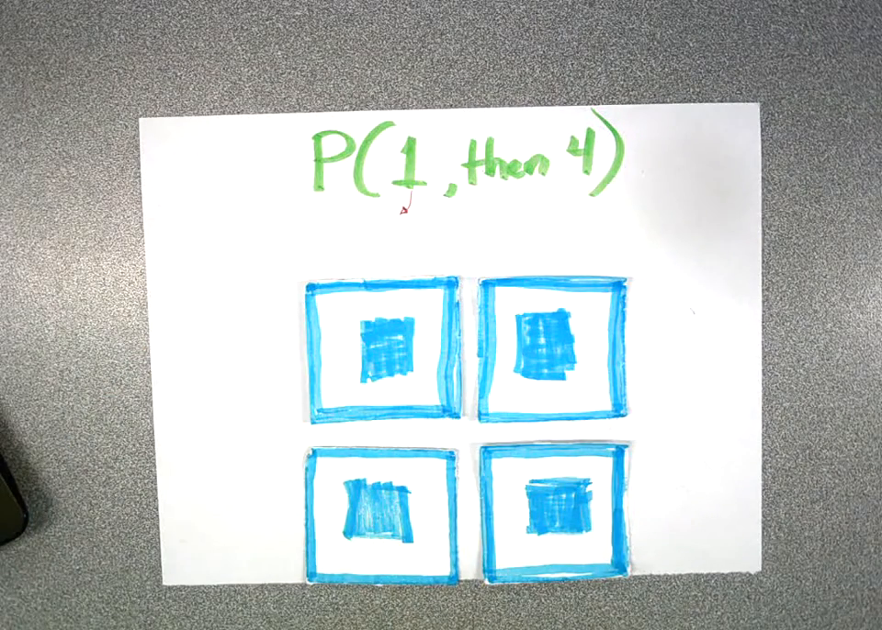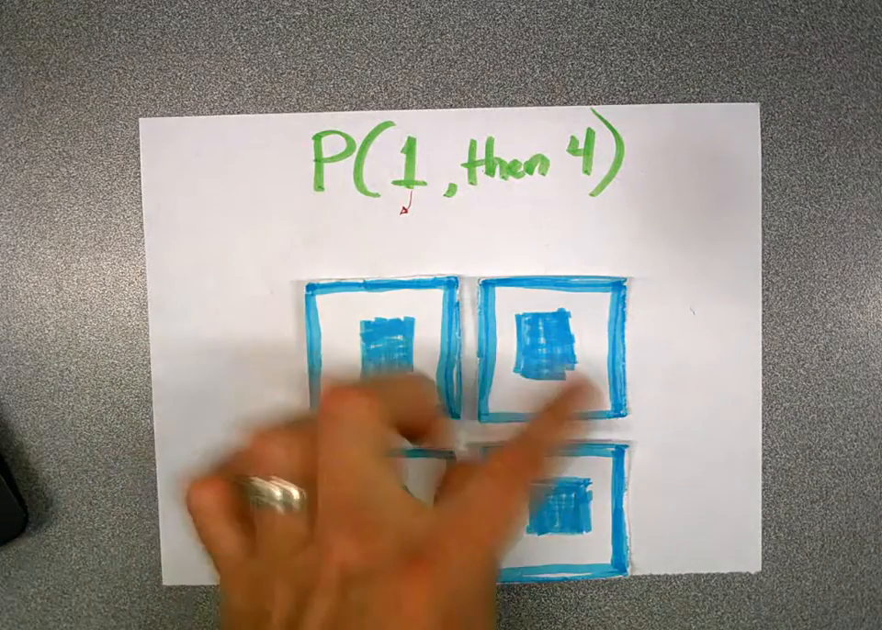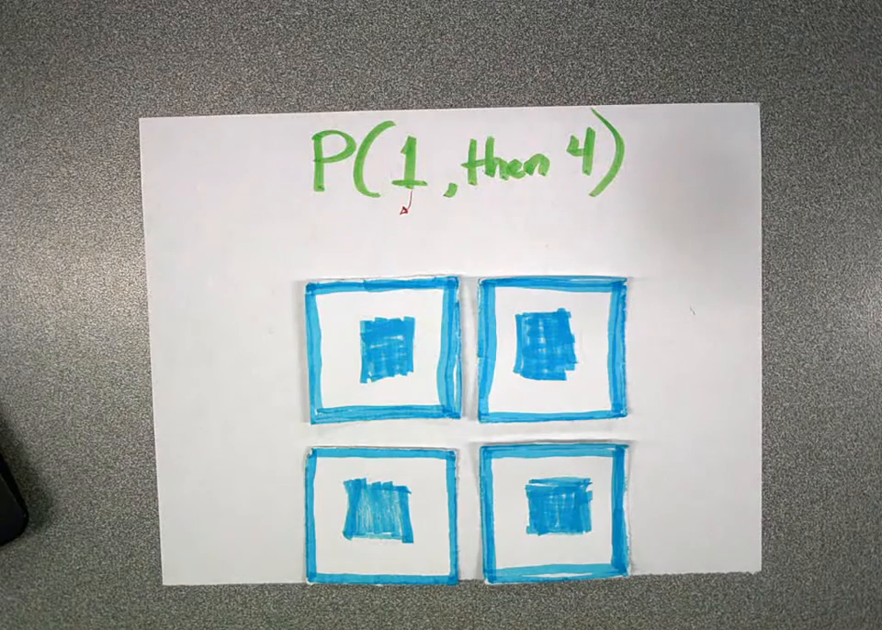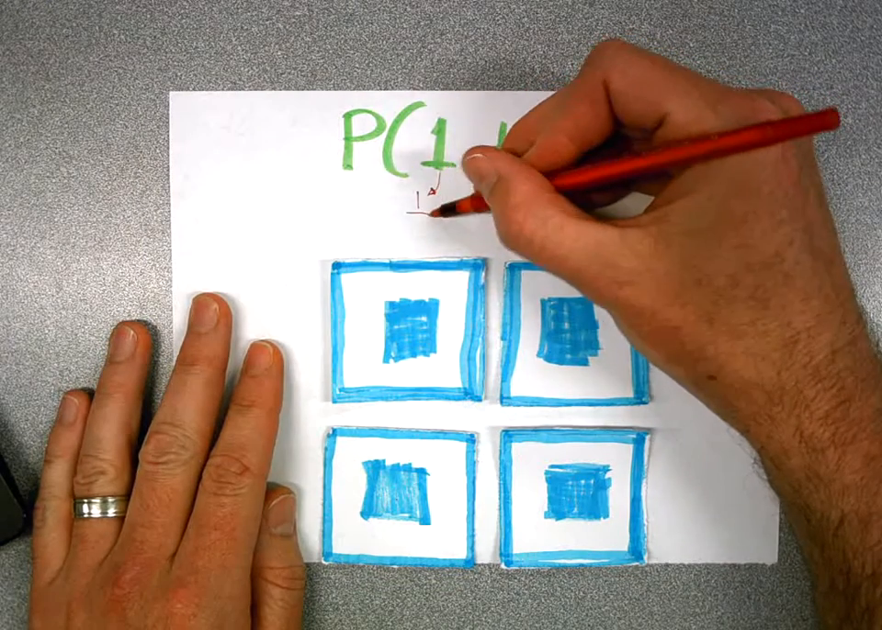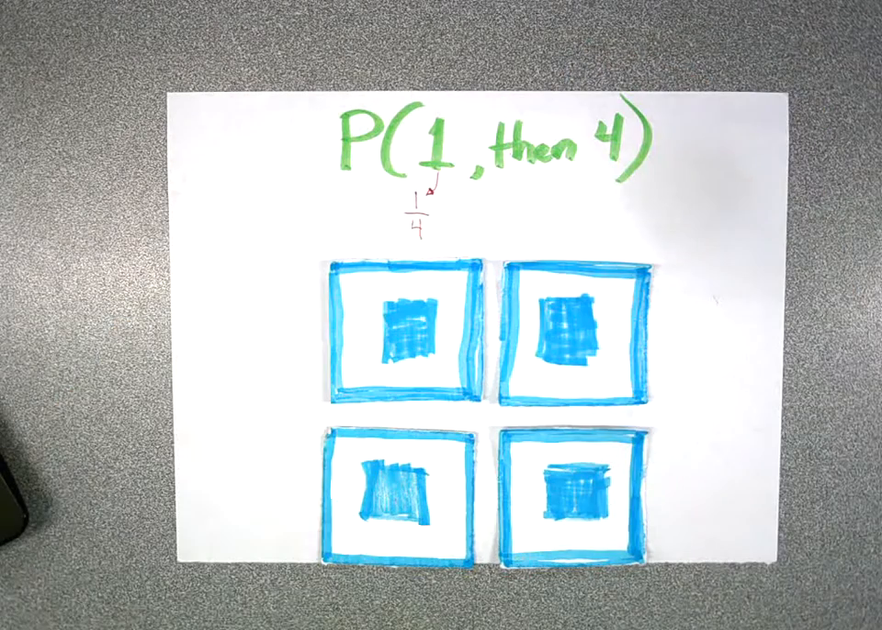Just by itself, what is my chance? Remember, these cards have a 1, a 2, a 3, and a 4 on them. What is my probability of choosing a 1, guys? Okay, let's use a fraction. A ratio, 1 in 4 chance.